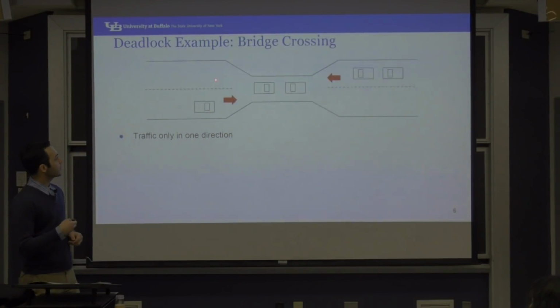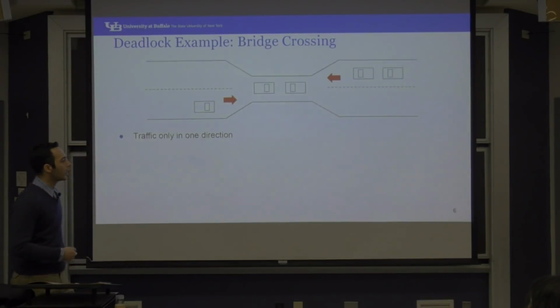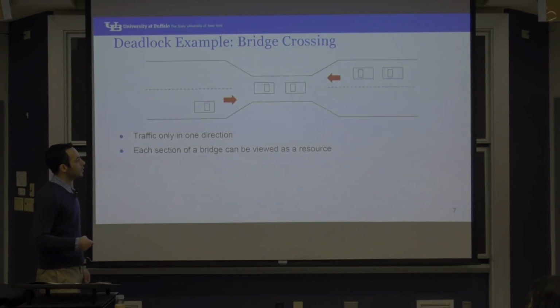The next example is bridge crossing. So let's take a look here. There's a bridge in the street, and traffic goes only in one direction. That's kind of like how your programs work, line after line. You don't jump back in the lines, right? And each section of a bridge can be viewed as a resource. So once this car is granted this part of the bridge, then it has to take this one. Vice versa, if they take this side first, then they have to wait for this side, right?